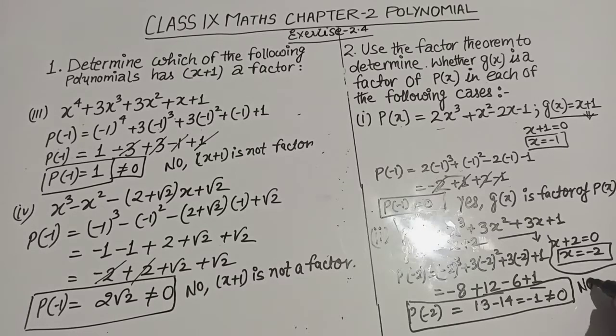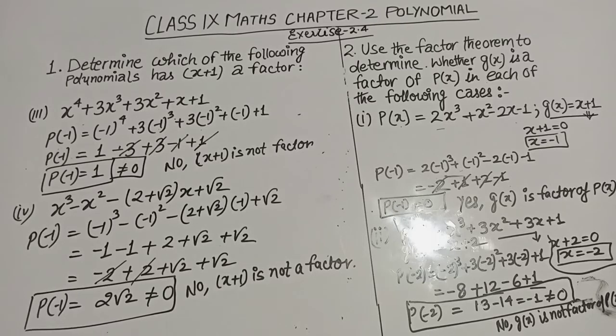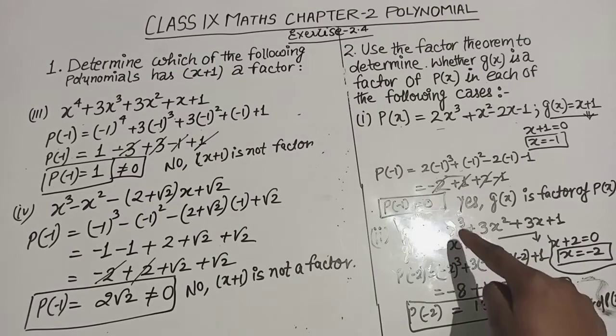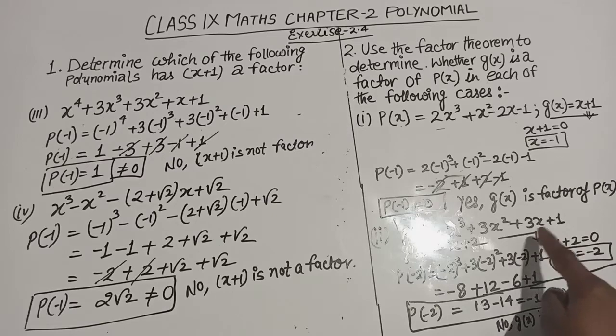So no, g(x) is not a factor of p(x). Okay, I hope you are getting it. Again, we are seeing that minus 2 cube is minus 8. 2 twos are 4, 4 threes are 12, 3 twos are 6.